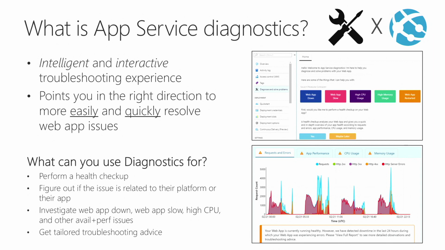What is App Service Diagnostics? It is an intelligent and interactive troubleshooting experience that guides you through your problems, giving you the correct data correlated to when your web app went down or when you experienced slowness issues, to more quickly and easily point you in the right direction so you can troubleshoot and prevent this issue from happening again. There are several things that you can use diagnostics for. You can perform a health checkup, figuring out if the issue is related to the platform or to your app. Investigate web app down issues, web app slow issues, high CPU. But it's better if I just show you how it works.